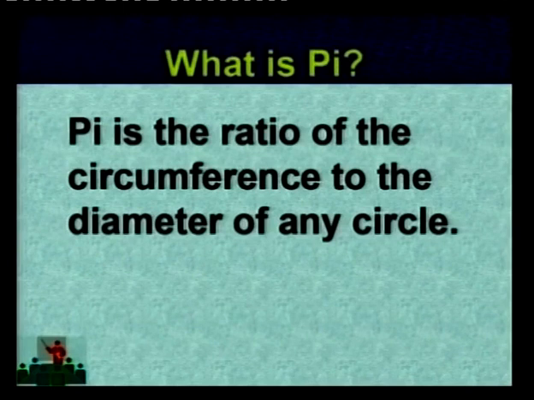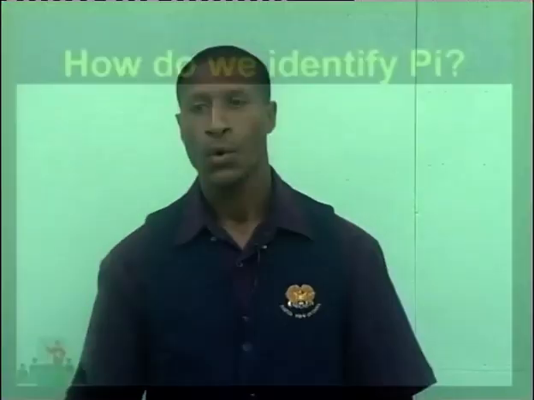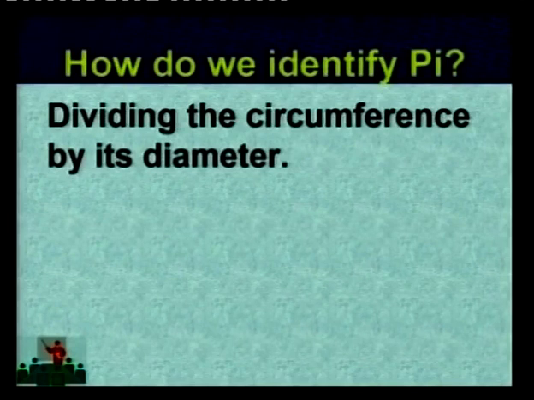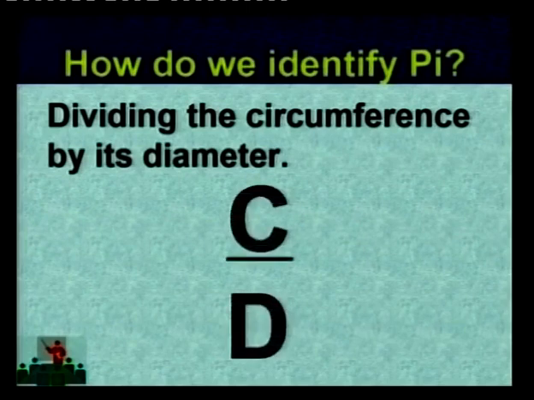Now, the next thing that we should know is, how do we identify pi? To identify pi, we divide the circumference by its diameter. By doing that, we identify pi, which is the ratio between the circumference and its diameter. As you can see from the screen, you can use this simple formula, C over D. Receiving students and ATs, C stands for what? Circumference, and D stands for diameter.